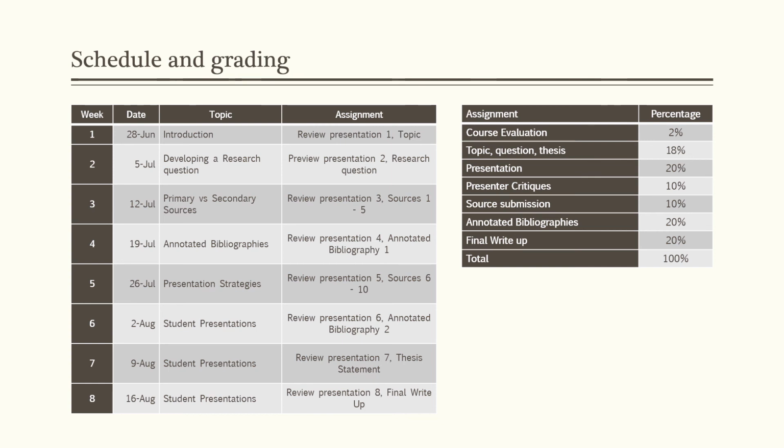Submitting your sources, you need to have 10 sources, and they need to be APA formatted. Those are going to be worth 10%. You're going to write annotated bibliographies about each source. That's worth 20%. And then your final write-up that you turn in the last week is also worth 20%.